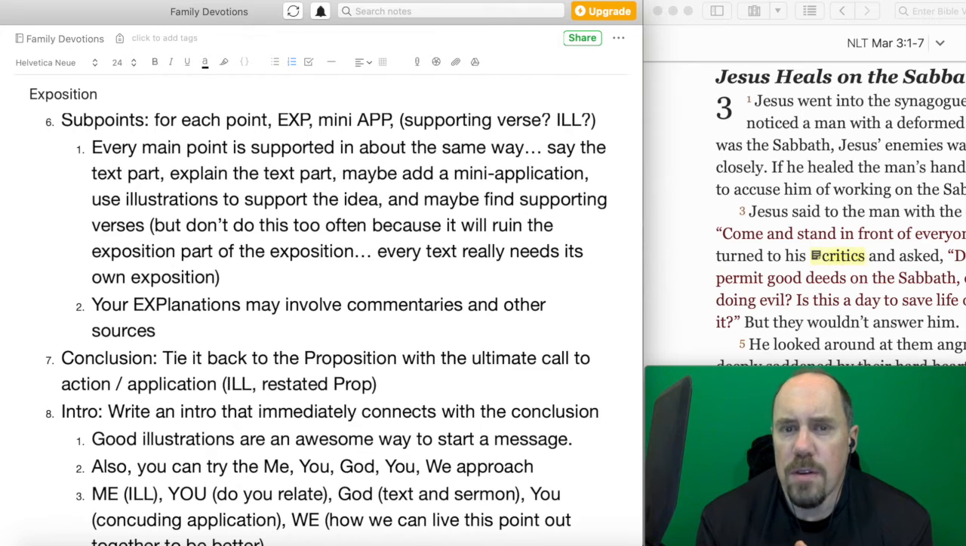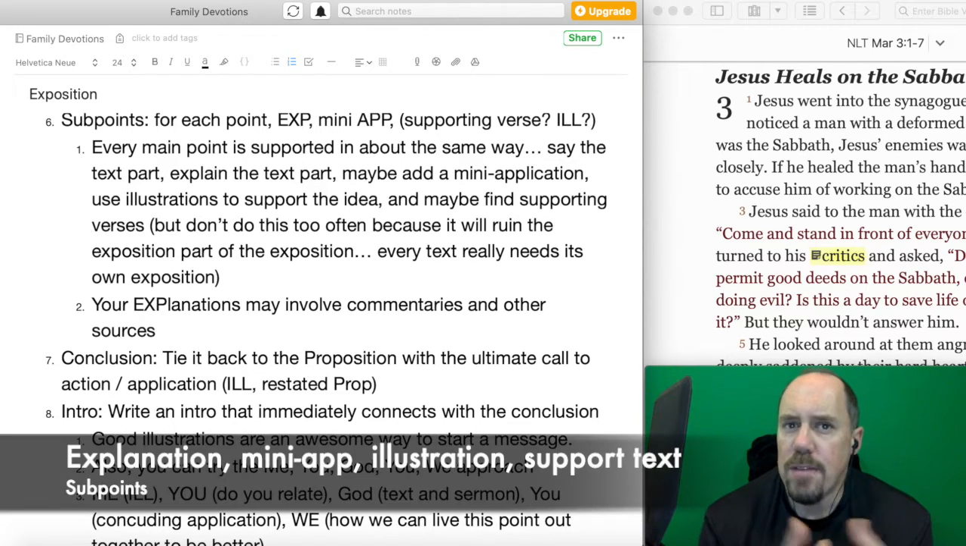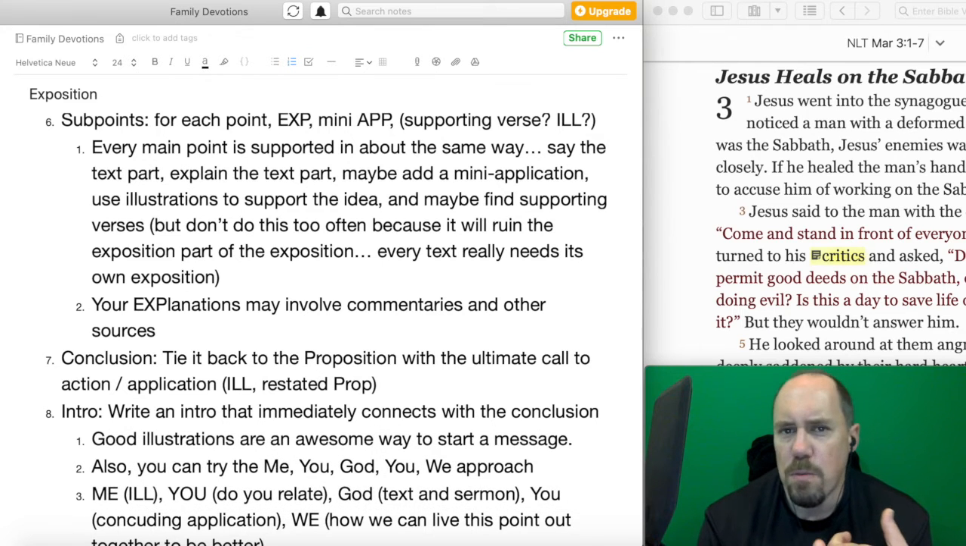For every one of your points, you want these sub-points. You want to have an explanation in there. You're probably going to want a mini application in there. You may want a supporting verse. I'm going to ask you not to do that, but occasionally that works. You may want an illustration there to break up the text. So for example, you would say love is God, maybe as your first point.